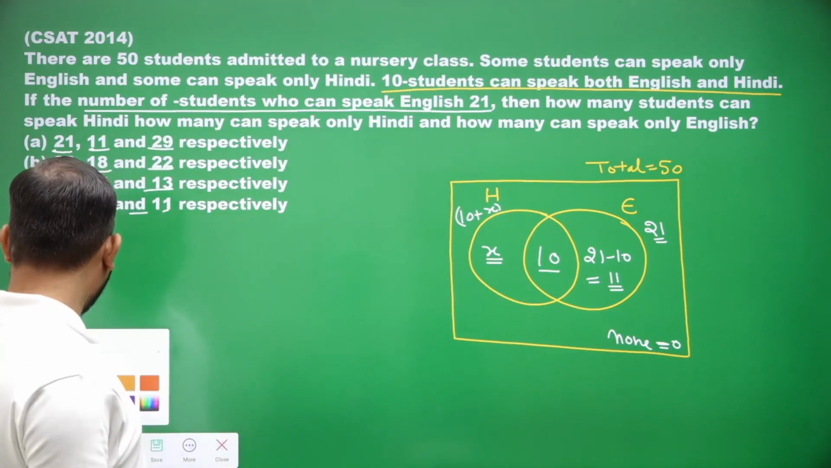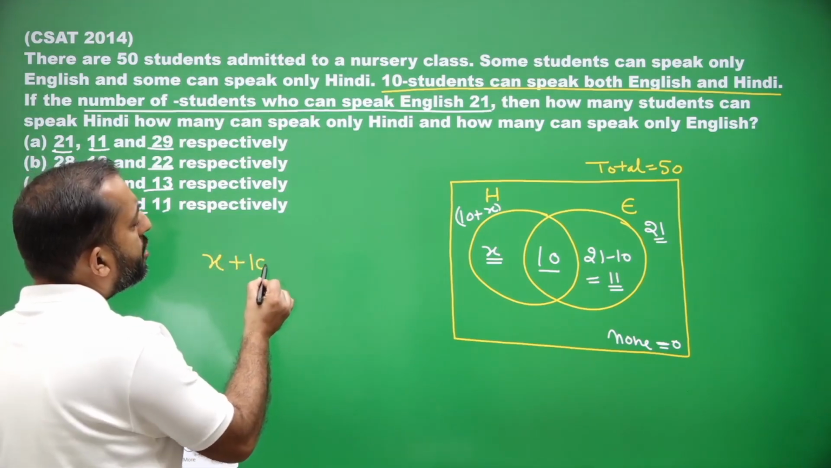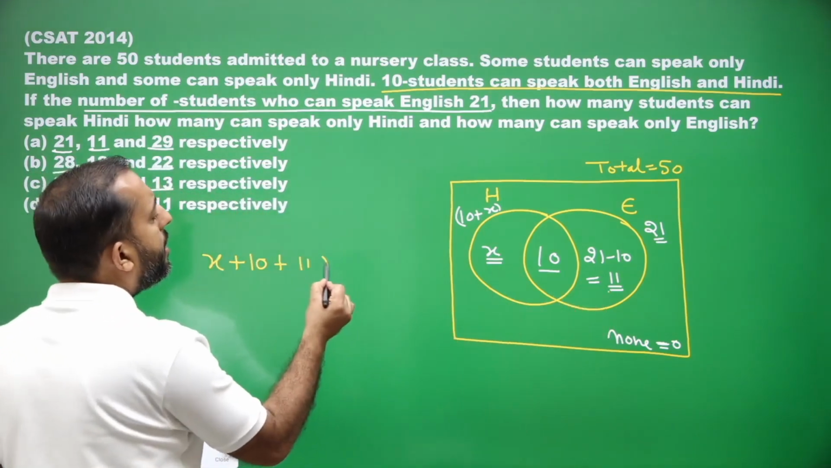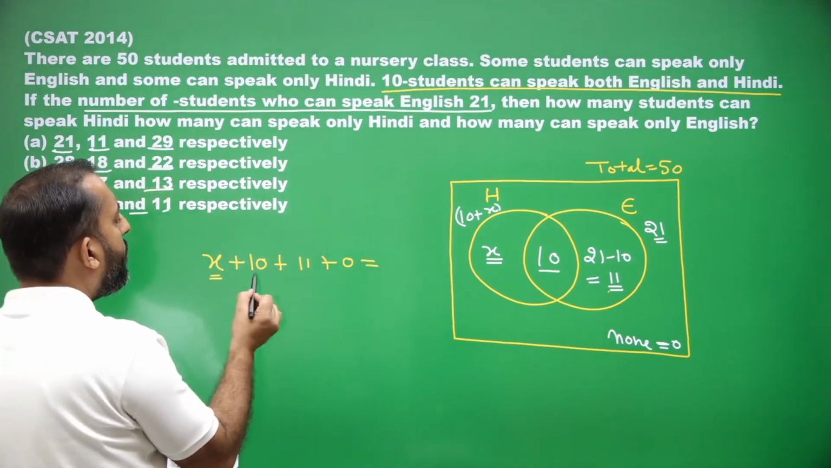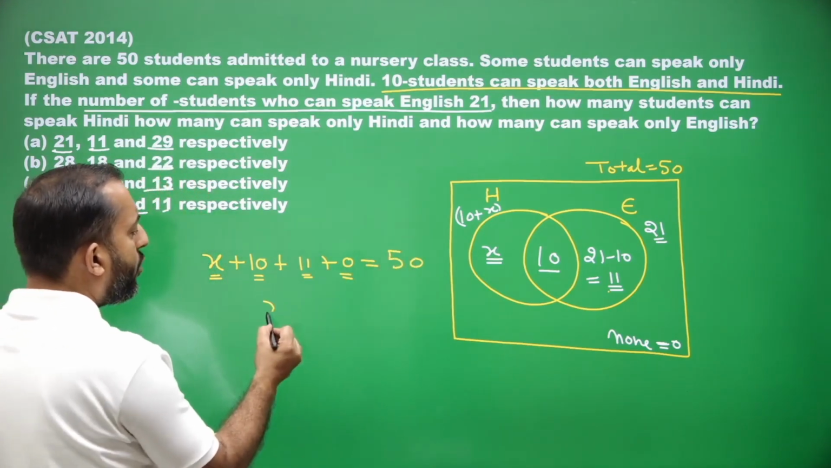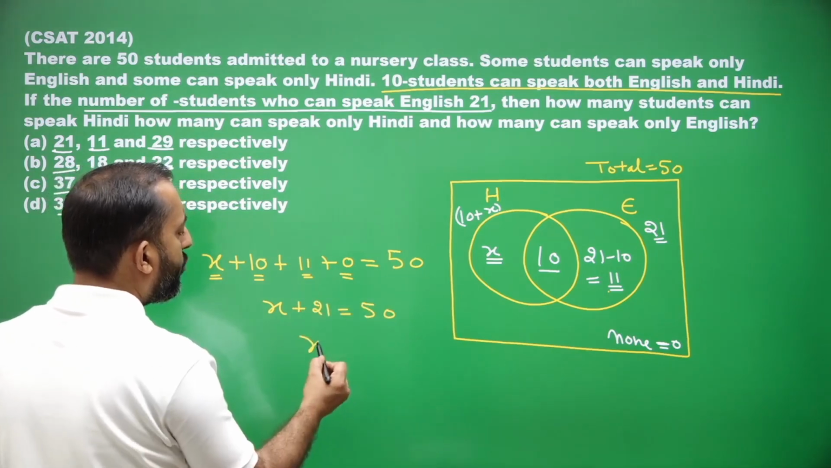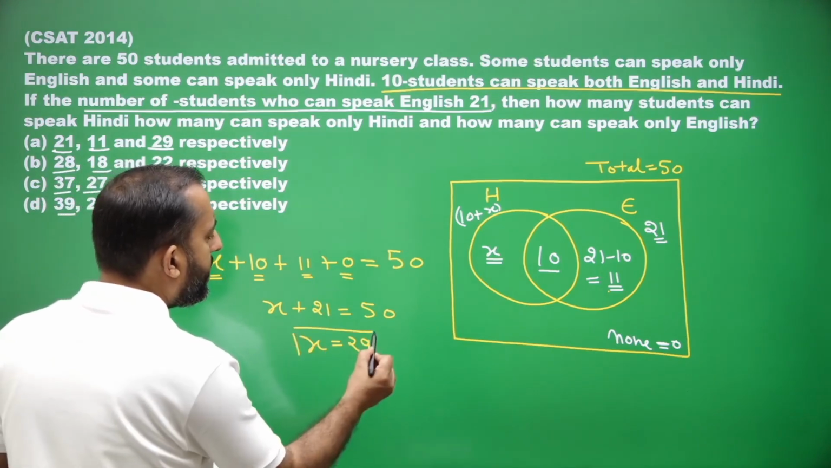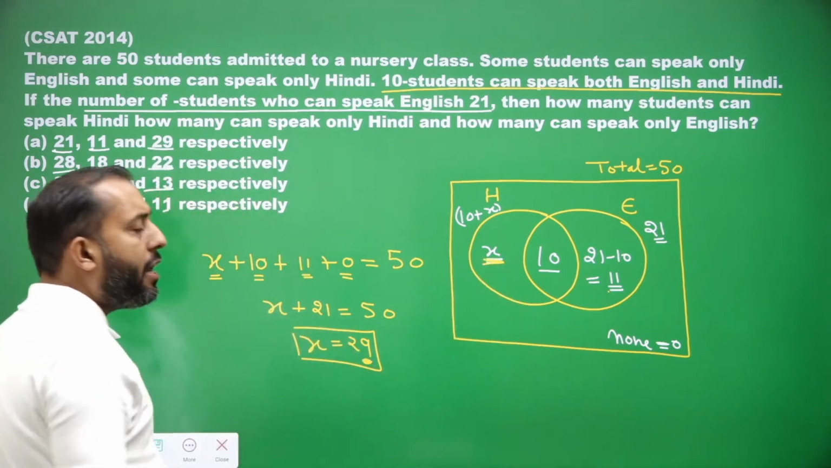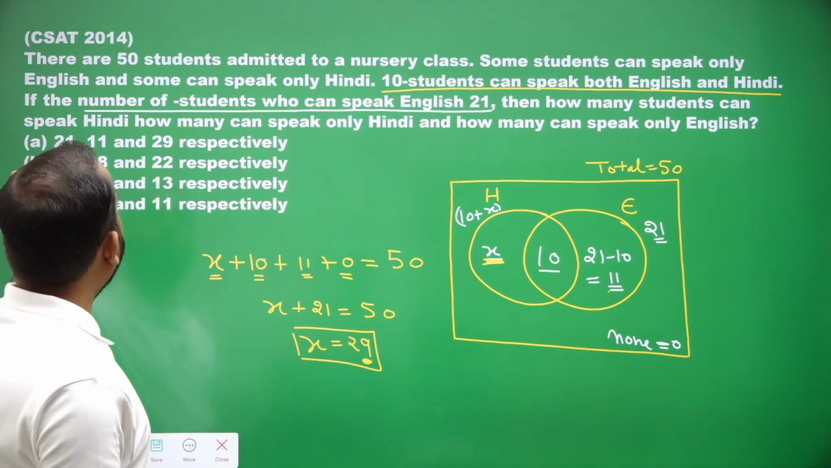Okay, now let's solve this. So X people can speak only Hindi, 10 can speak both languages, 11 can speak only English, plus the none region is 0. So the sum of the values of these 4 regions must equal 50. Now X plus 10 plus 11 is 21, equal to 50. So the value of X is 29. So 29 students can speak only Hindi.